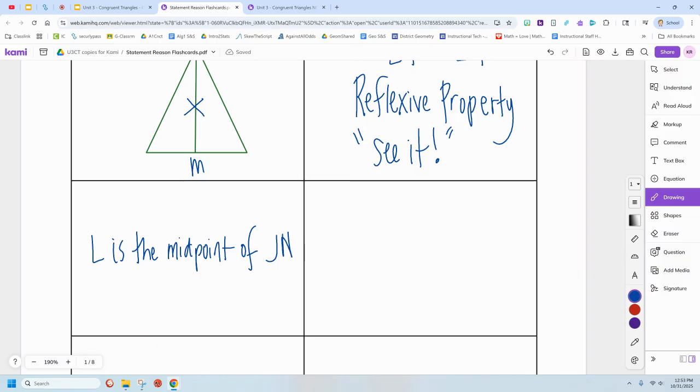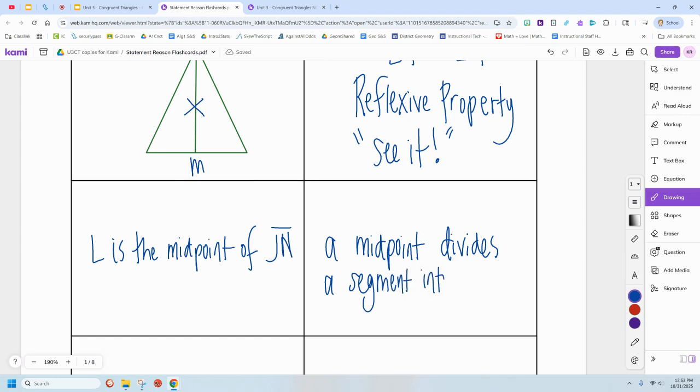Okay. So for me, I don't really need, like, I can figure out that this is going to be congruent to that part. That's pretty easy. The part I need on the other side is what I write for the reason side. So on the opposite side, I would write a midpoint divides a segment, because this was a segment, into 2 congruent segments.